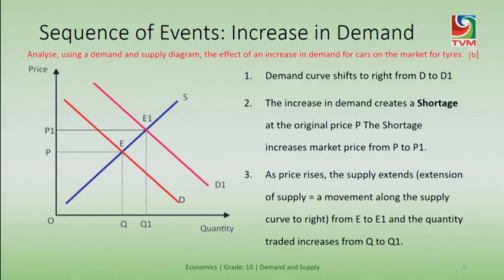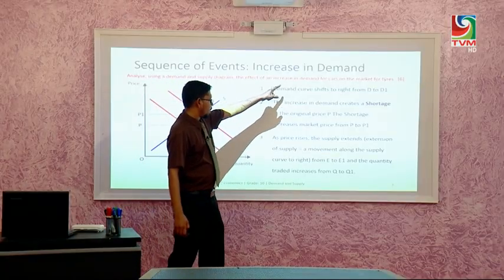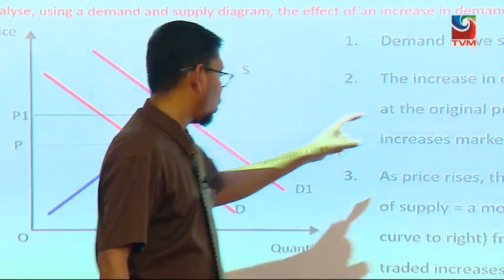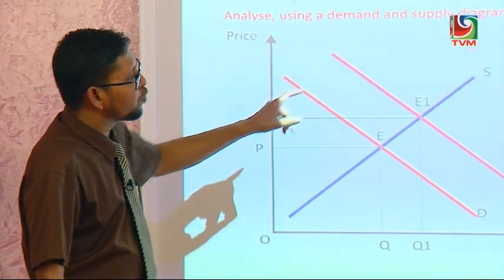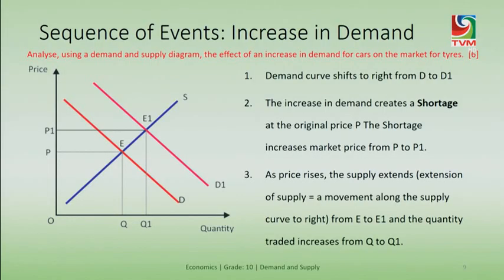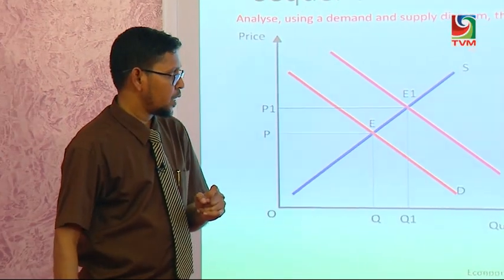Analyze using the demand and supply diagram the effect of an increase in the demand for cars on the market for tires. Actually, in this question, you don't have to analyze the market for cars. The question asks you to analyze the market for tires. What will happen to the market for tires?